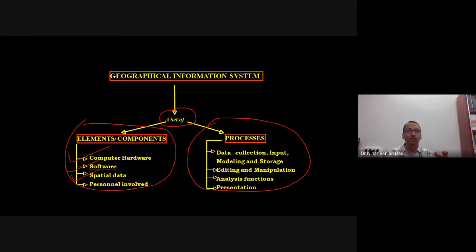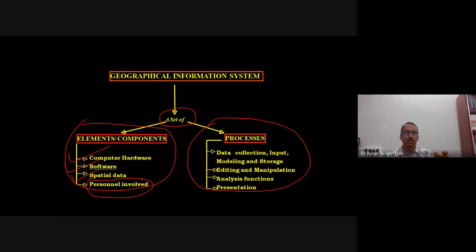Without data, what will we analyze? The spatial data. And then finally the personnel involved, meaning the experts as well as the users. Experts who will perform the analysis and derive the information, and the users who will ultimately use this. So these are the four elements or components of GIS.